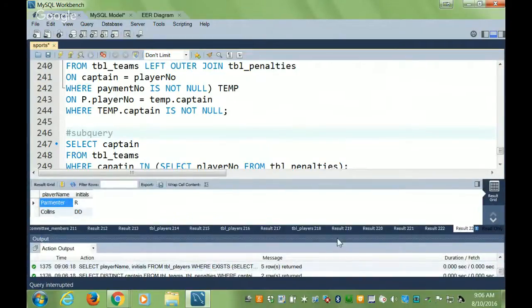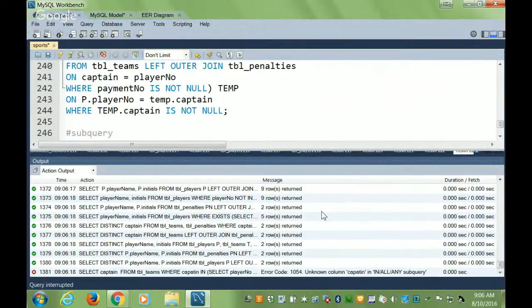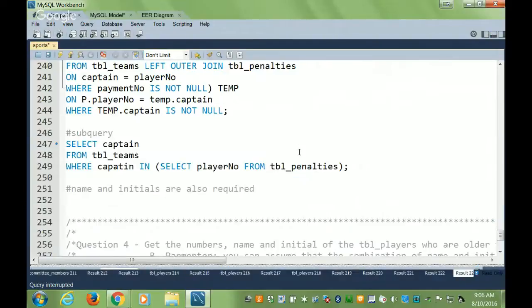Oh, query interrupted. Okay, what did I do? Unknown column captain. Spelling somewhere? Oh, where? Yes, spelling. Thank you. There, where captain in. Right. Okay, let's give it a go again.